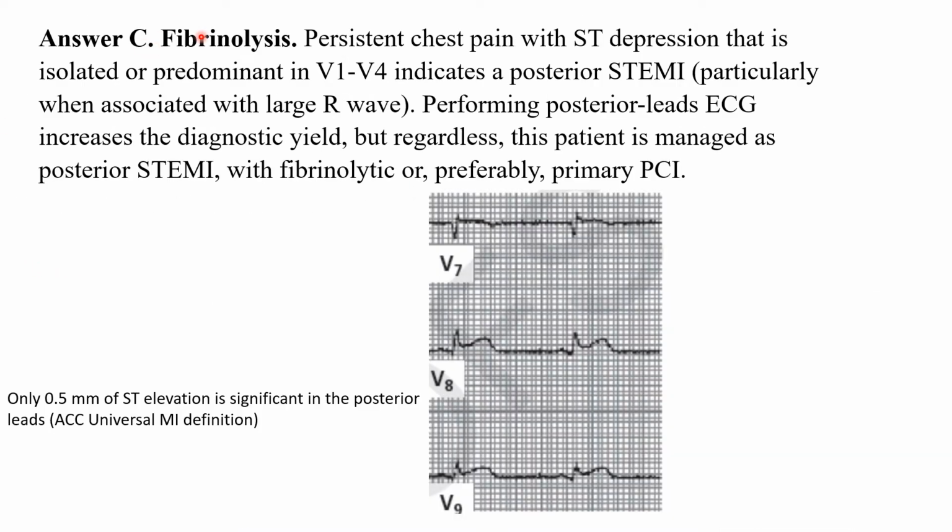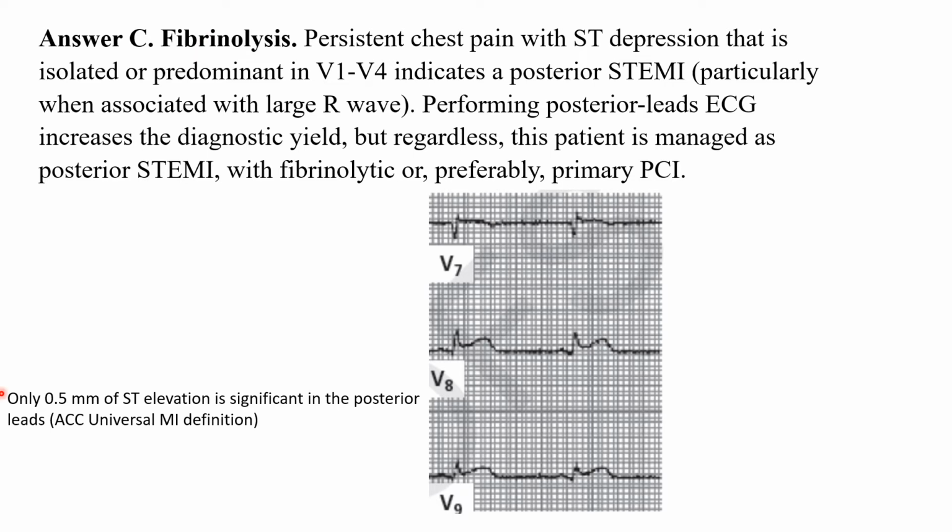The answer is C, fibrinolytics. In fact, persistent chest pain with ST depression that is isolated or predominant in V1 through V4 indicates a posterior STEMI, particularly when associated with a large R wave. Performing posterior leads EKG increases the diagnostic yield, but regardless, this patient is managed as posterior STEMI with fibrinolytic or preferably with a primary PCI, even if the posterior leads do not show ST elevation.